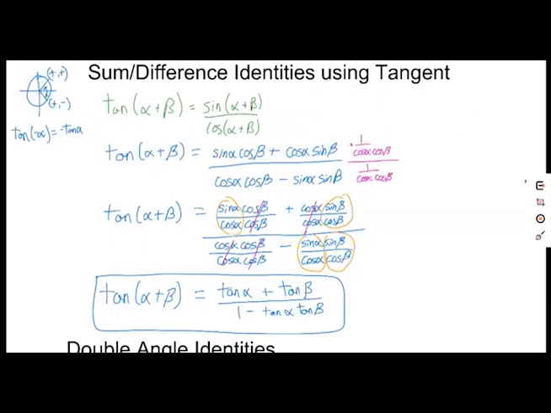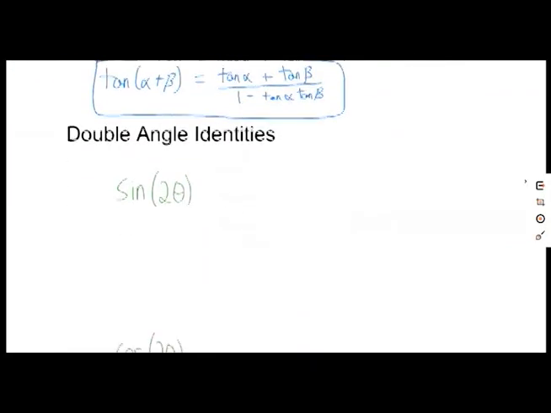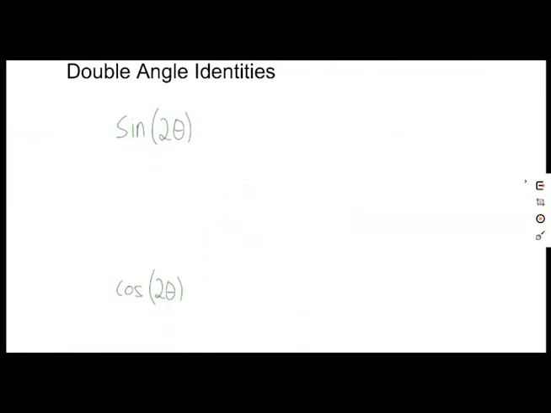Okay, so let's take a look at some double angles. Double angles are very easy to come up with algebraically, because all we're going to do is rewrite the sine of 2 theta as the sine of theta plus theta. So that gives me that the sine of 2 theta, using my sum of angles identity, is sine theta cos theta plus sine theta cos theta.